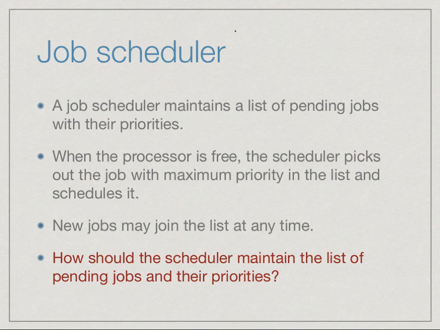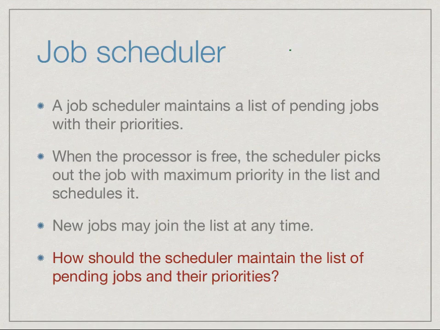So let's look at a data structure problem involving job schedulers. A job scheduler maintains a list of pending jobs with priorities. Now the job scheduler has to choose the next job to execute at any point. Whenever the processor is free, it picks the job, not the job which arrived earliest, but the one with maximum priority in the list, and then schedules it.